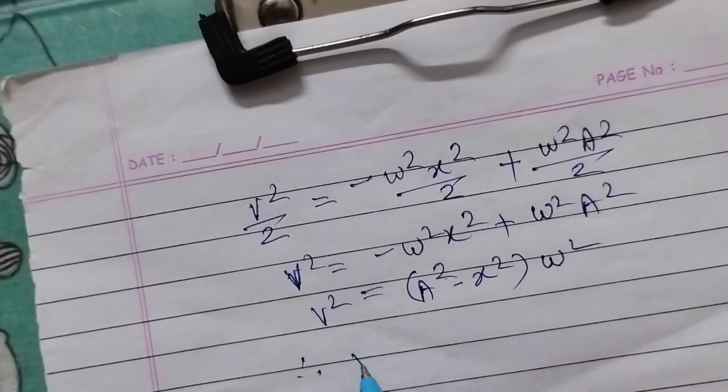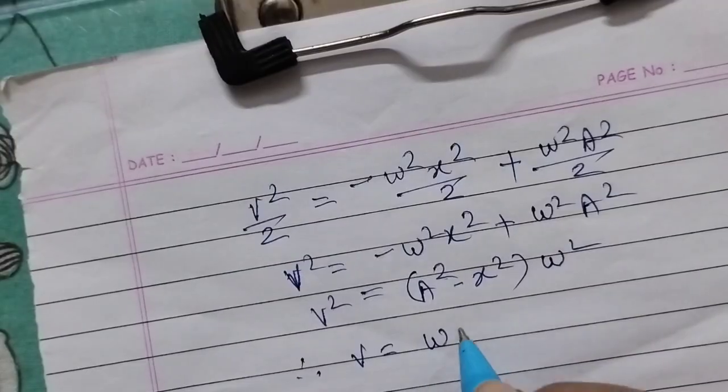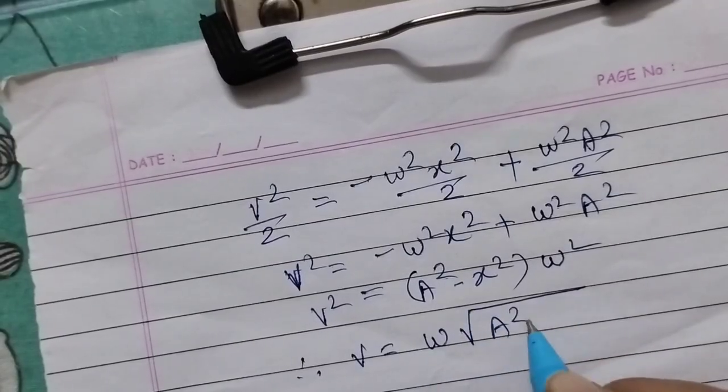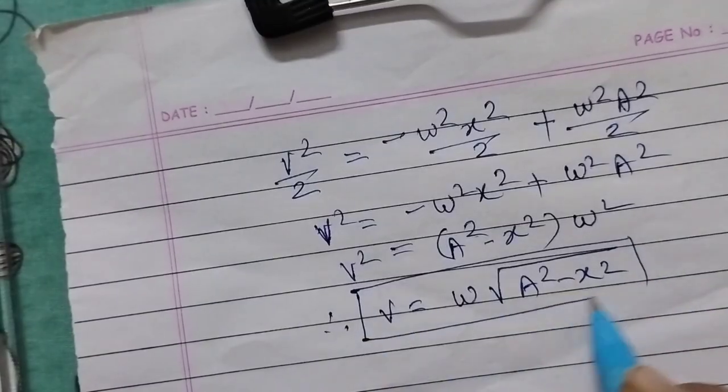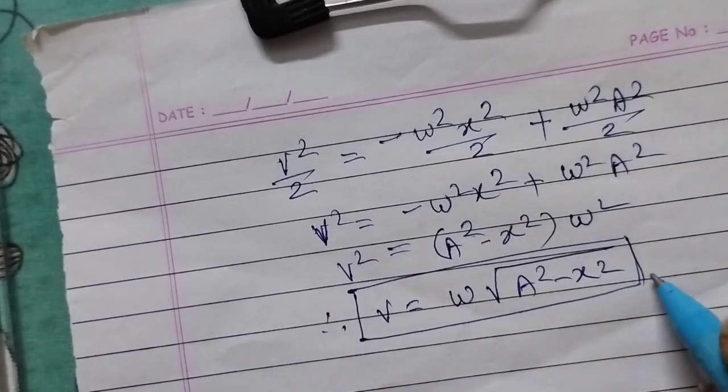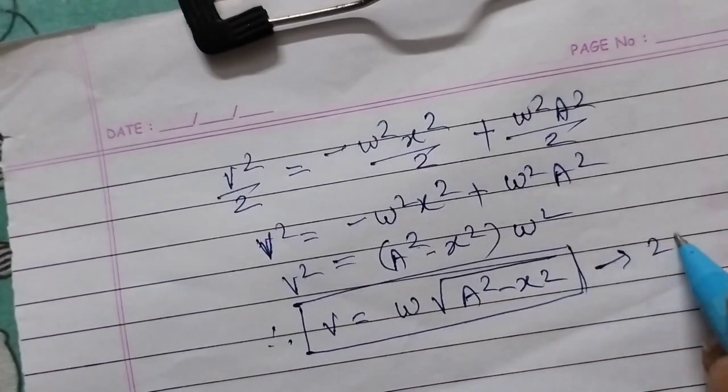So what do you get? v will be equals to omega into under root of a square minus x square, and this is the value of velocity from the differential equation. Up to this derivation you will be getting 2 marks.